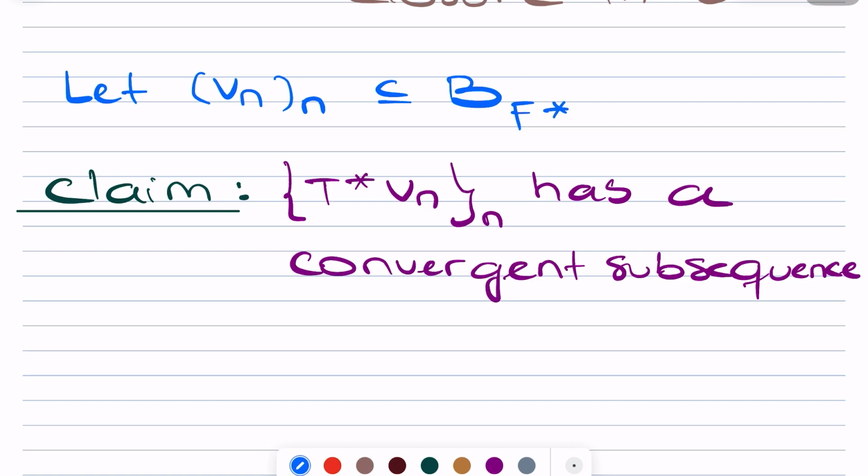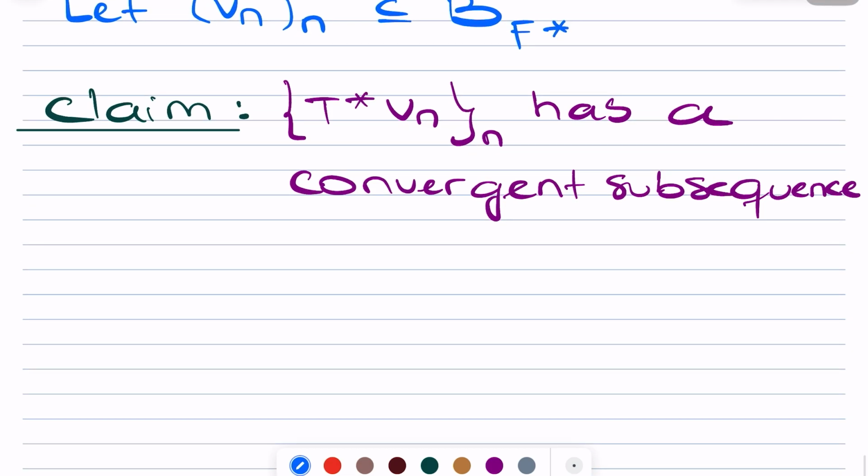In order to prove this, we will first extract a subsequence out of Vn, and then show that the image sequence of that subsequence is actually a Cauchy sequence. Because we are in a Banach space, that will allow us to conclude that it converges. So this is basically the main idea of the proof.